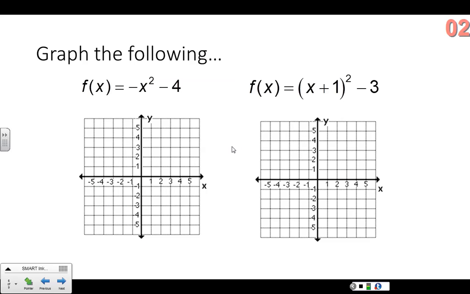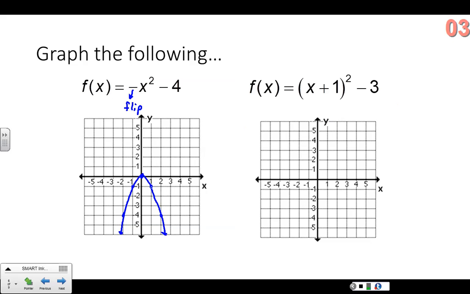So let's practice graphing some of these parabolas with the translations already involved. In this one, negative x squared minus 4, you already know that that's going to be the upside down parabola. So let's just sketch that as a guide. I'm going to sketch the upside down parabola there because of the minus sign. We know the vertex is still at the origin. 1, negative 1, negative 1, negative 1. 2, negative 4, negative 2, negative 4. So this is your basic curve flipped because of the negative x squared. So that's going to flip it across the x-axis.